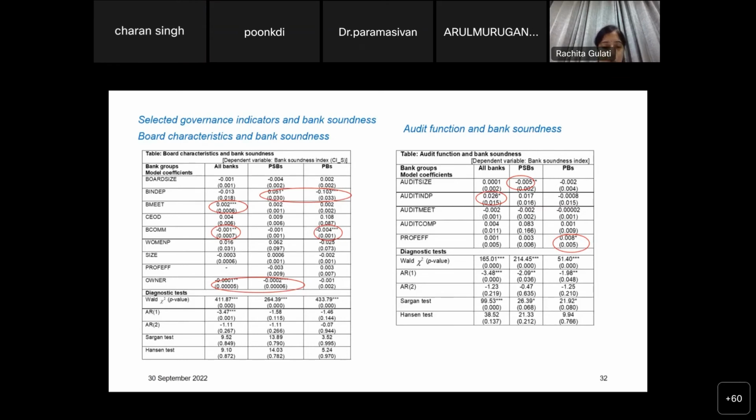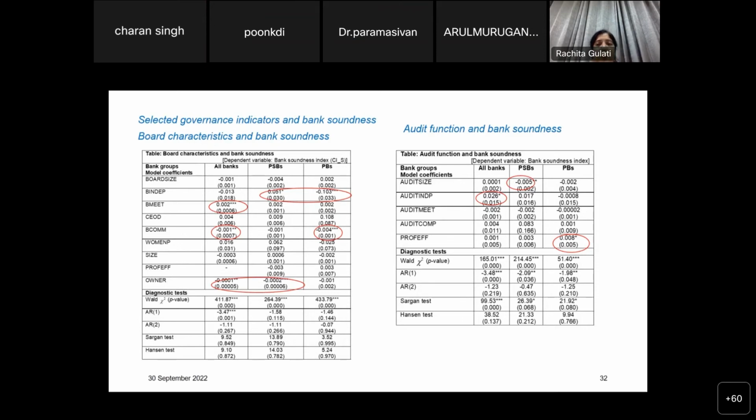Regarding the effect of board independence on soundness, we observe an uneven effect across the ownership groups. While in the public sector banks it shows a positive impact, for the private banks it shows the opposite relation. We do not find any significant impact of CEO duality and the presence of women directors during the study period. In the public sector banking segment, we find board independence and soundness decidedly related and showing a positive relation.